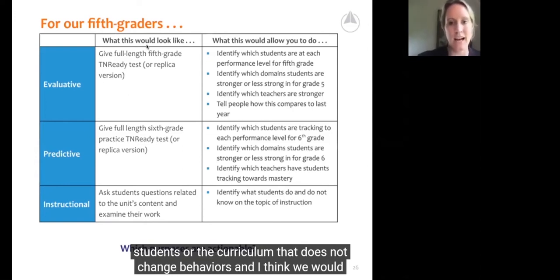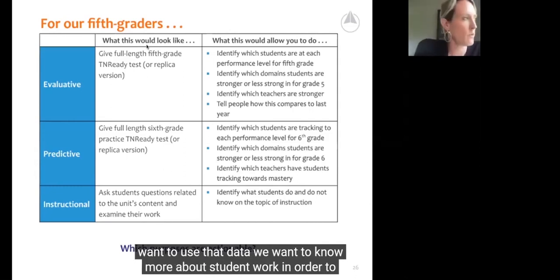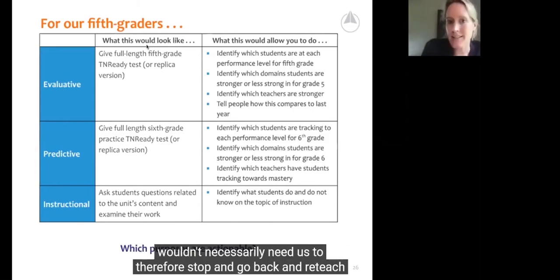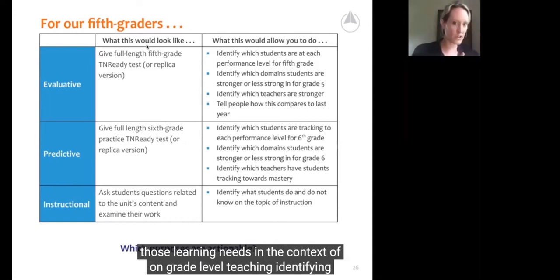And I think we would not want to use that data to change our starting point for students. We'd want to know more about student work in order to strengthen how we teach that content. But knowing that students are behind wouldn't necessarily lead us to therefore stop and go back and reteach that, because the content is all very connected and cohesive. And so we can support those learning needs in the context of on-grade level teaching.